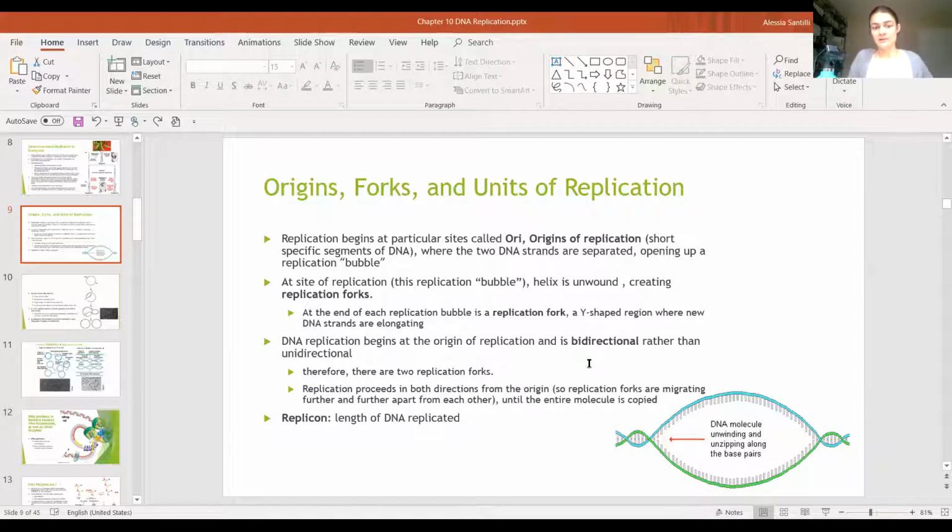Essentially though, replication does begin at particular sites, especially in terms of bacteria. These sites are called origins of replication, or ORIs, right? So there are these short specific DNA segments on the DNA, and this is where the replication commences. And when it does commence, the DNA is this whole long thing, right? So this is my double helix, whole long thing. And so they say here the origin of replication, that segment of DNA where replication actually starts.